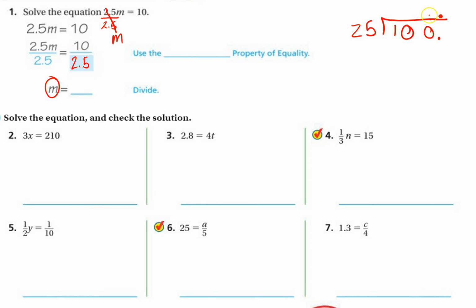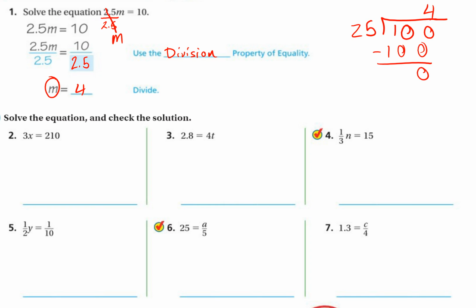And then I'm doing 25 into 100. Well, I know there are 4 quarters in a dollar. So this is going to be 4. I actually end up not even needing my decimal. So m equals 4. And again, we use the division property of equality.